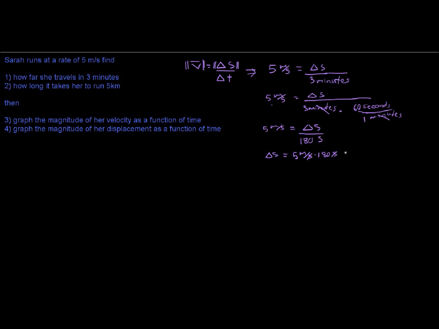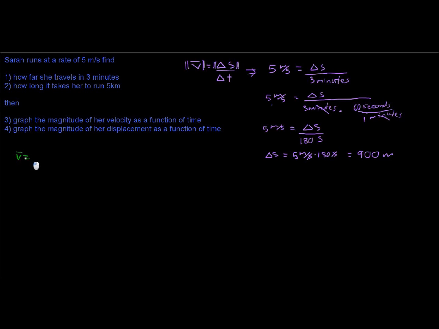So now we have 5 times 180, or 900 meters. So let's look at problem number 2. Sarah is still running at a rate of 5 meters per second, but this time we want to find how long it takes her to run 5 kilometers. So again, we're setting up the same scenario where we have the velocity.